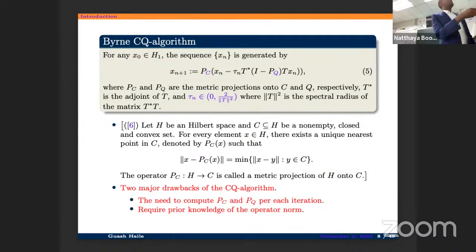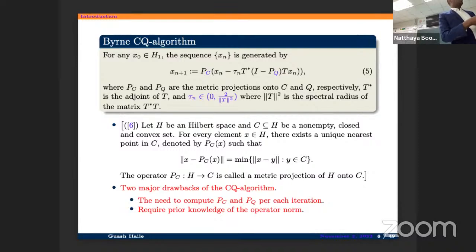From the CQ method, we can see we have two major drawbacks. The first one is the need to compute the projections onto the given sets C and Q. Most of the time, if the sets C and Q are not simple, for example, like a union or an intersection, there is no unique formula to compute the projection onto the sets. So usually the metric projection onto the given or involved set is somewhat difficult or costly. So this is one of the drawbacks of this method. And the second one is the requirement to compute the operator norm. That is, the step size depends on the operator norm.